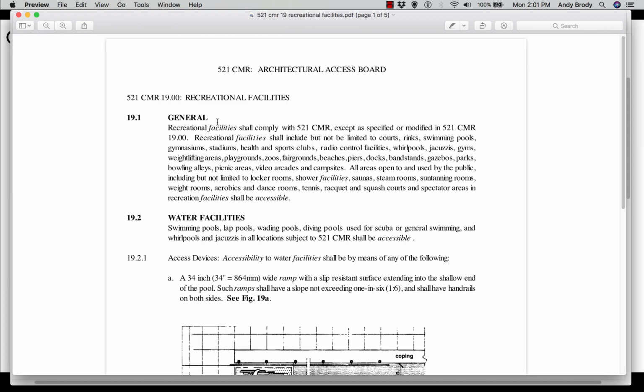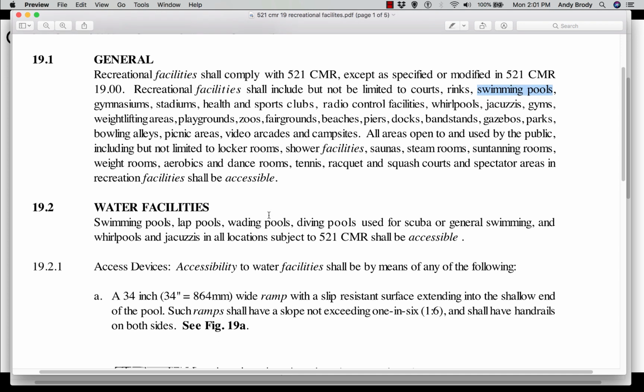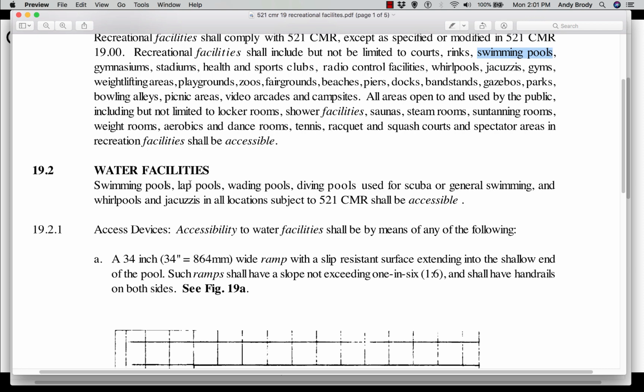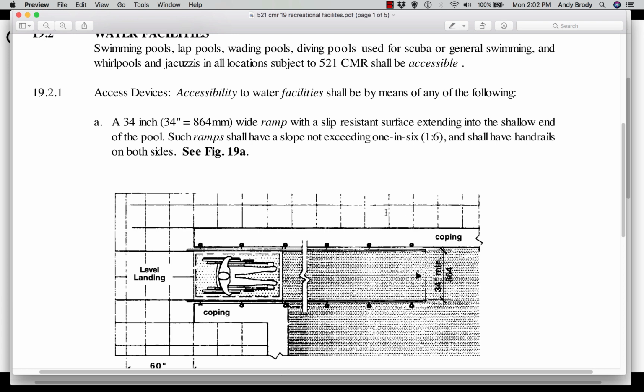Now let's take a look at the recreational facilities. There's a large number of things that they apply to. Swimming pools is what we're worried about, but if you're working on some new project, let's say a radio control facility, I don't know how many of those there are, but anyway, they'll have to comply. Again, non-residential, so if you're doing a residential jacuzzi, don't worry about it. Anyway, swimming pools, lap pools, and diving pools are subject to this, and should be accessible in general. And then I believe you do have to have an accessible lane.